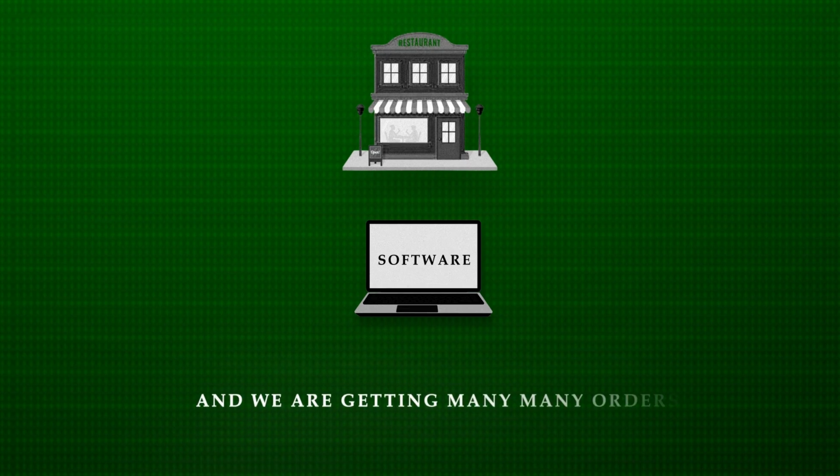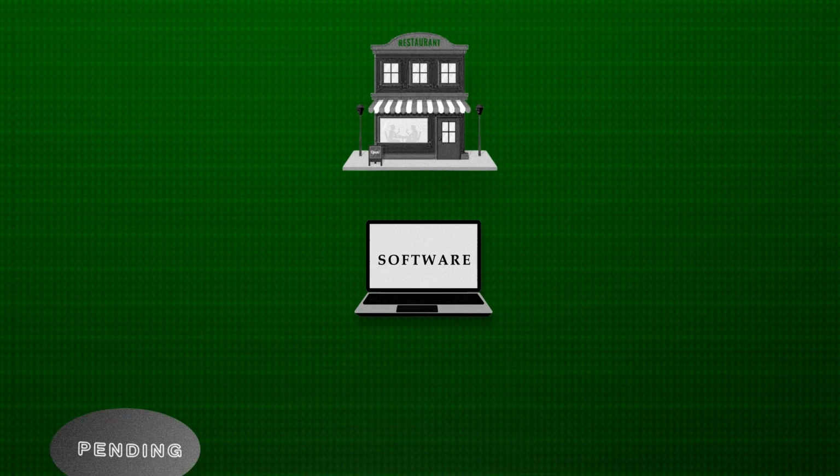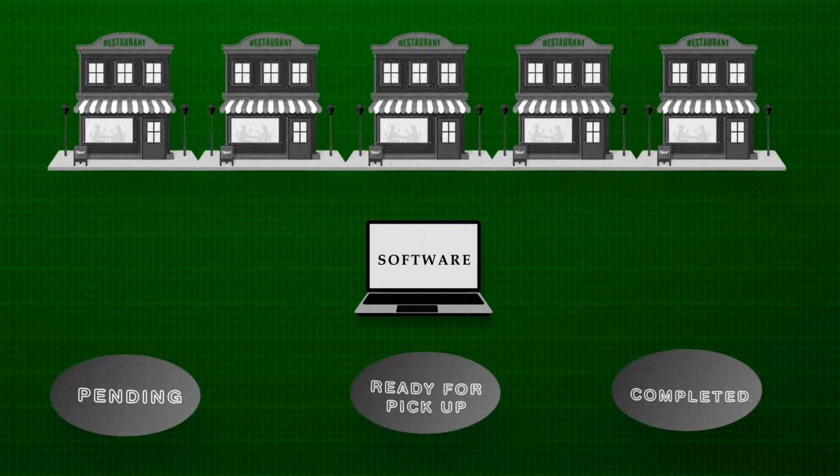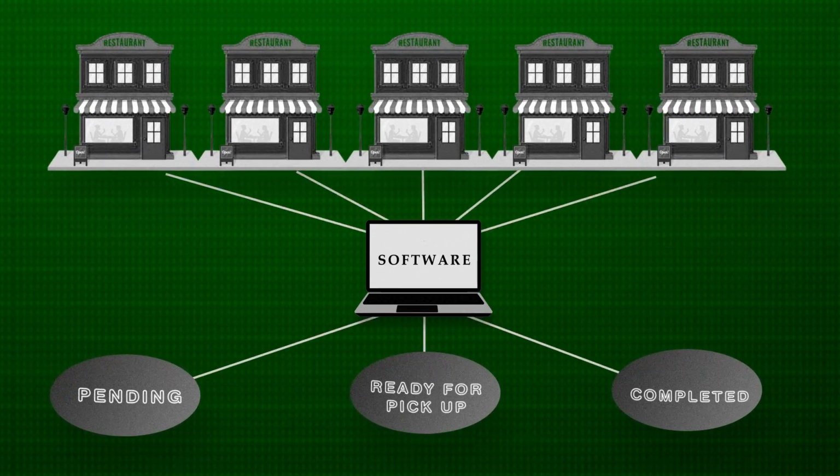Now let's think of an example here. Let's say that we have a restaurant that we are maintaining and we have a software and we are getting many orders on our application, and the order is in one of 3 states. The order is either pending, it is either ready for pickup, or it can be completed. And we have different restaurants. We have a software which manages orders across different restaurants. It can be a food delivery application, for example.